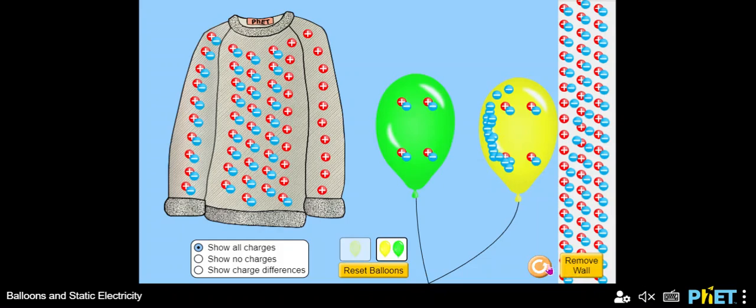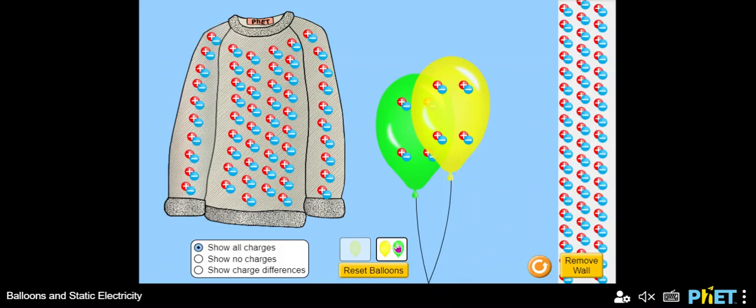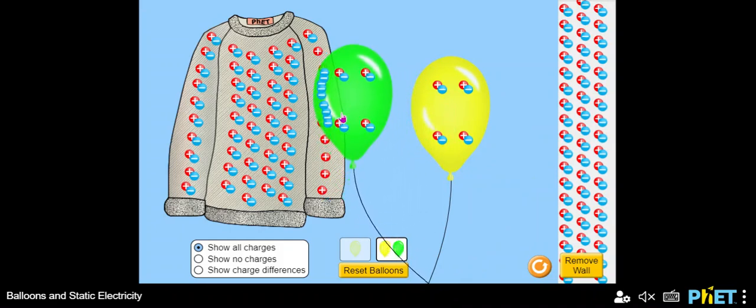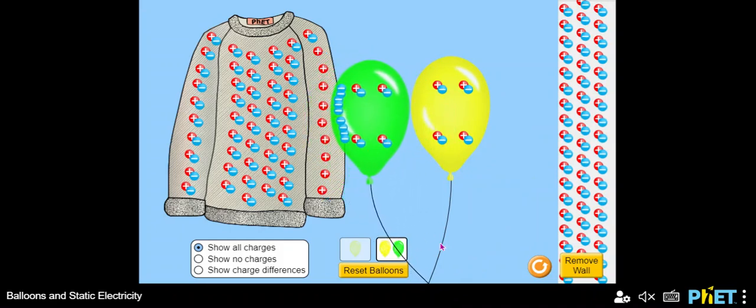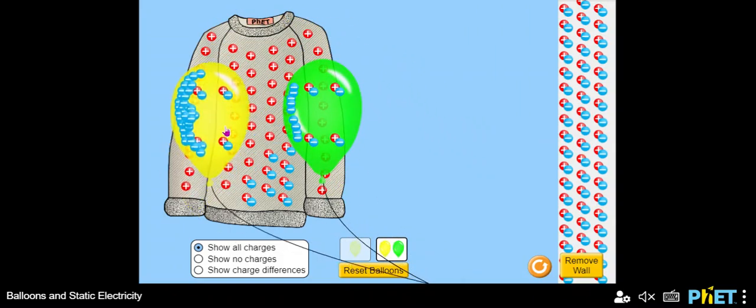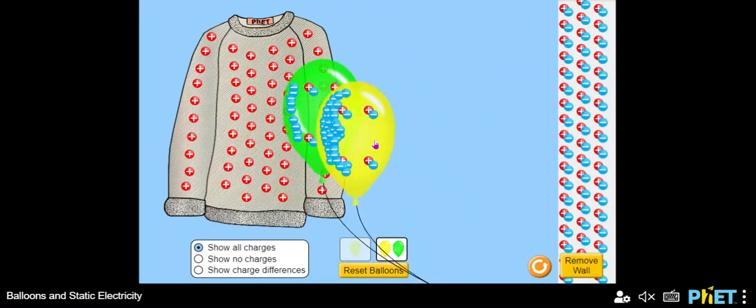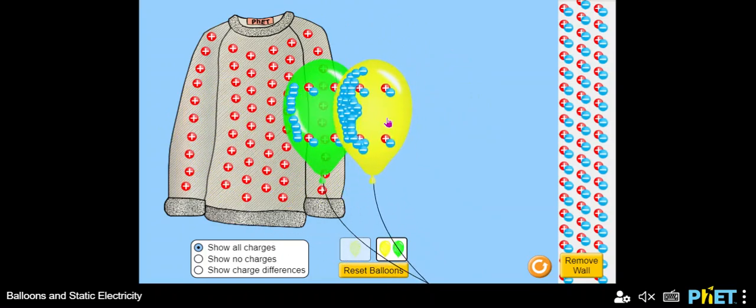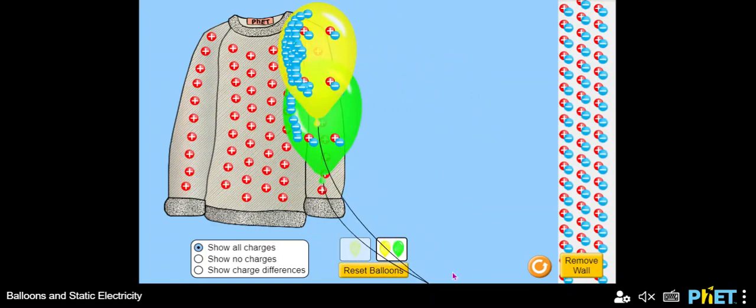Now, let me demonstrate this with two balloons. Okay, let me reset it first and demonstrate with two balloons. Okay, I'm rubbing this here. It has gained electrons. I'm also rubbing this one here. Now it has gained electrons. Now watch what happens when I bring these two balloons together. See, there's a repulsion, right? This second balloon is moving away from the first balloon.